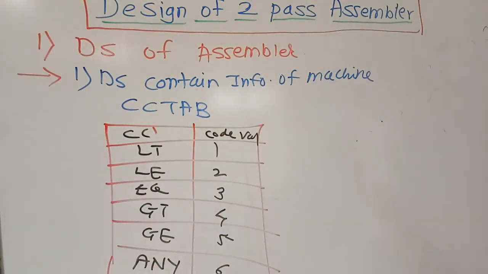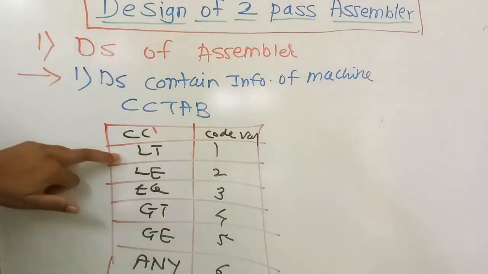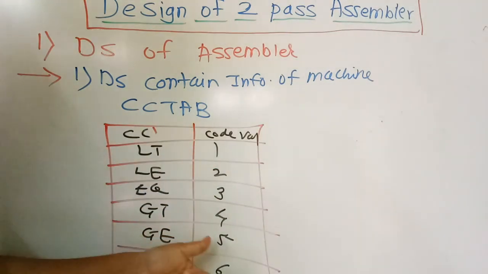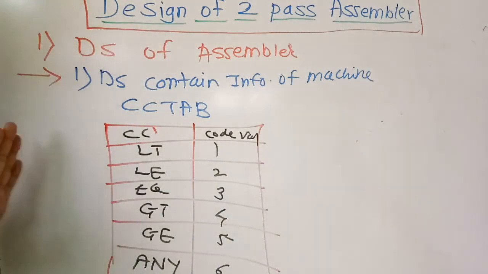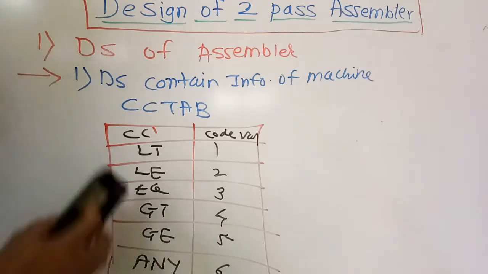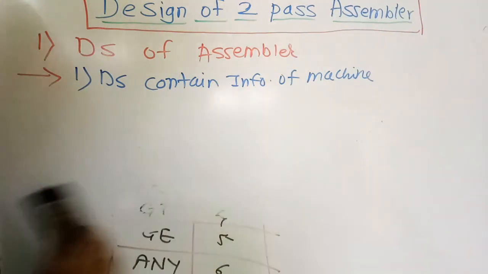Means when we have to take a reference of less than, then its code value is 1. When you have to take a greater than, equal to, its code value is 5. Means these are memory machine return codes. We don't have any permission to access these codes. Okay, coming to the next part. These data structures are listed, or the machine data structures.